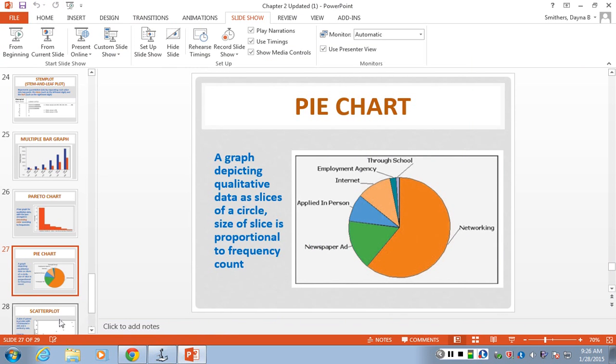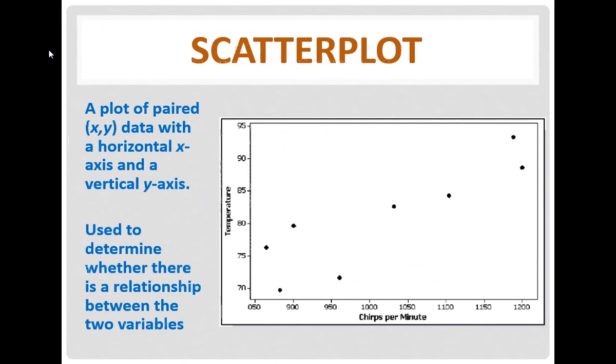Okay. The next one is the scatter plot. Scatter plot, over here. By definition, it's a plot of paired data with the horizontal x-axis and vertical y-axis. It's used to determine if you have a relationship between 2 variables.